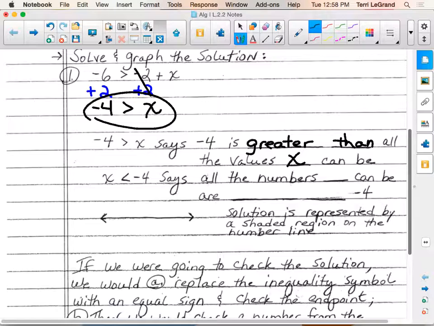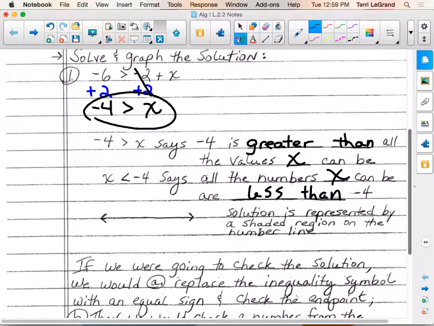But what if we turn it around? Remember, we can always flip an inequality statement and have it read the other direction. So this inequality statement can flip around and become x is less than, so the sign changes direction, -4. So now we're reading it saying, all the numbers x can be are less than -4. Whatever you choose for x has to be less than -4.